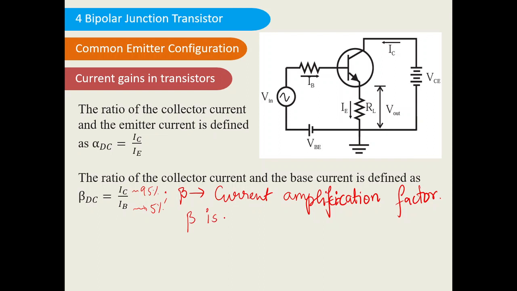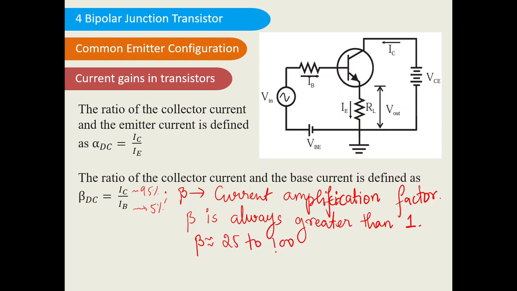Beta is always greater than 1. This indicates that the amplification factor is always greater than 1. That means the beta value can be between 25 to 100 like this. This depends on the quality of the transistor, which transistor we are purchasing.